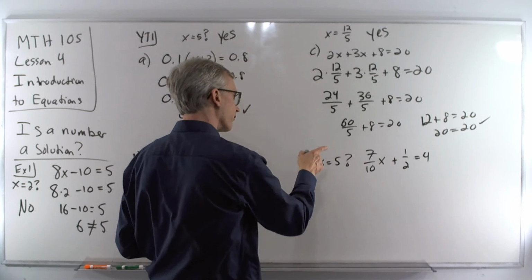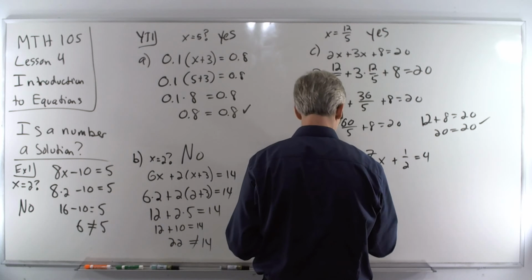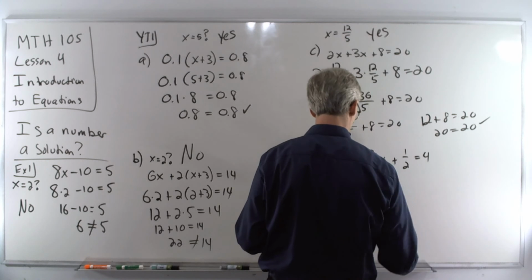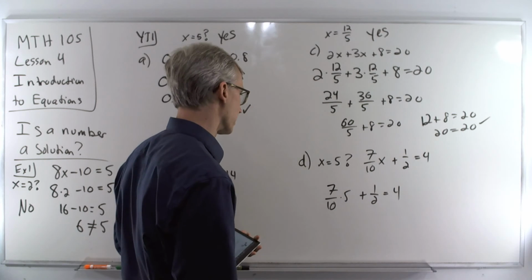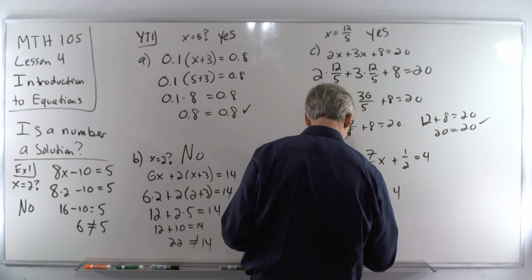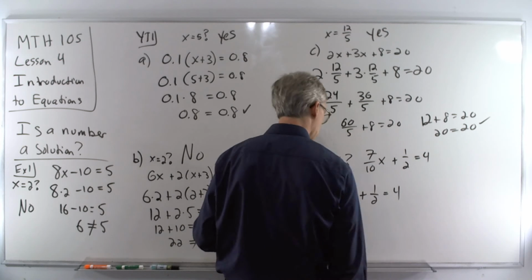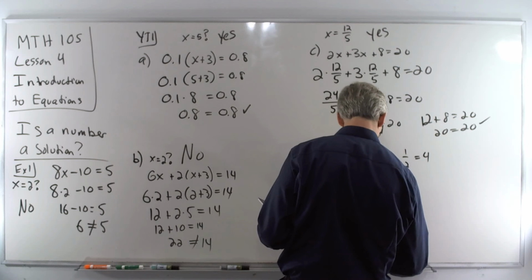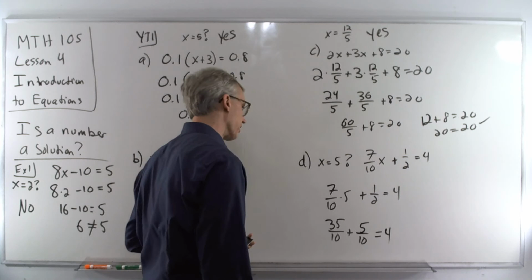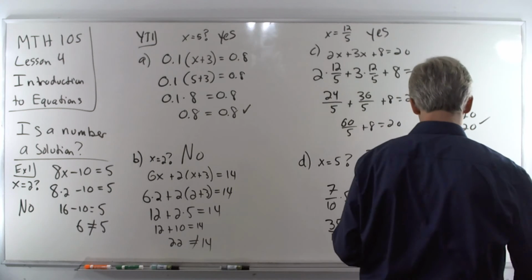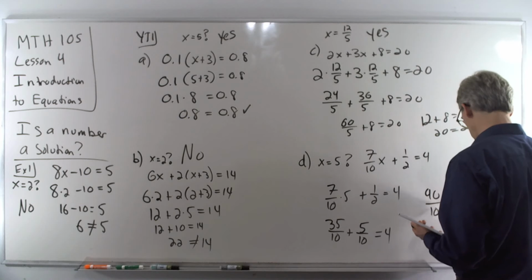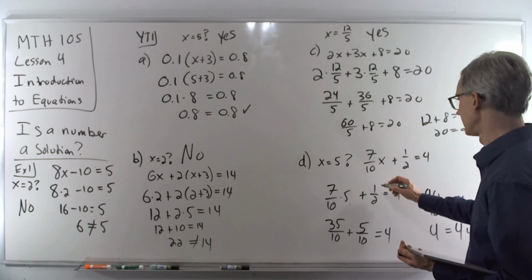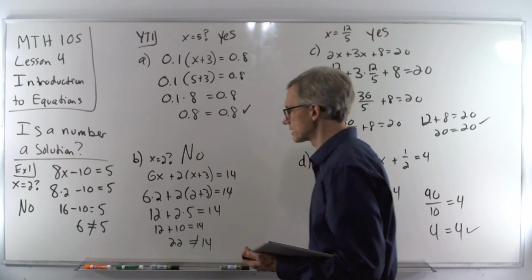Last one, we're going to test 5 in this equation. So 7 tenths times 5 plus 1/2 equals 4. All right, so that gives us 35 over 10 here. And I want a common denominator, so I'm going to write 1/2 as 5 tenths. And then we'll add these together. 35 plus 5 gives us 40 over 10. And 4 equals 4. So that works, and yes, 5 is a solution to that equation.